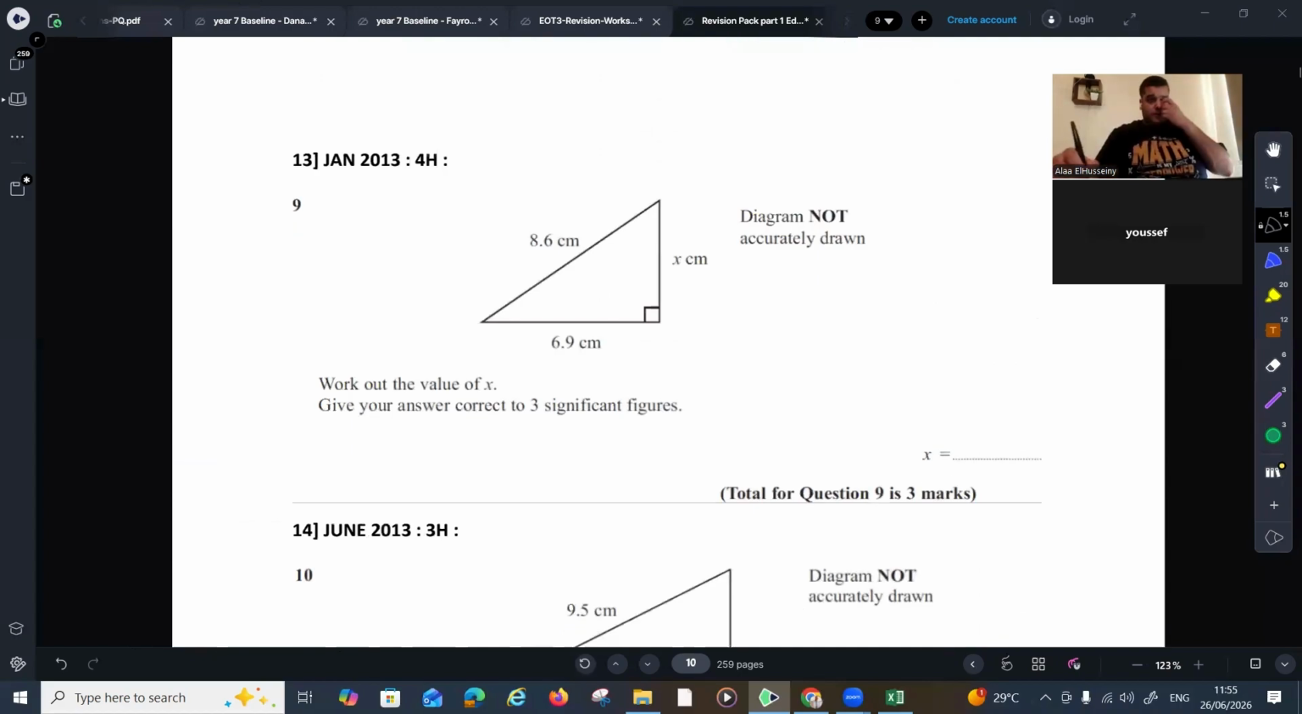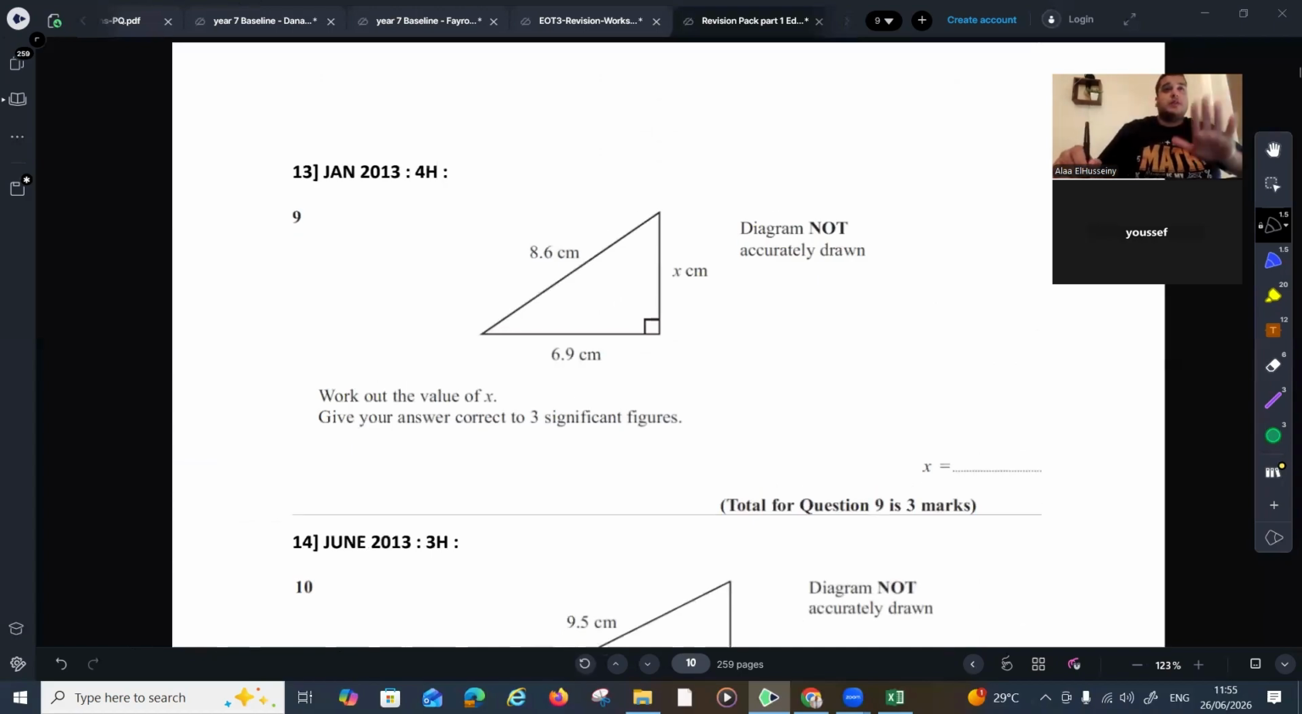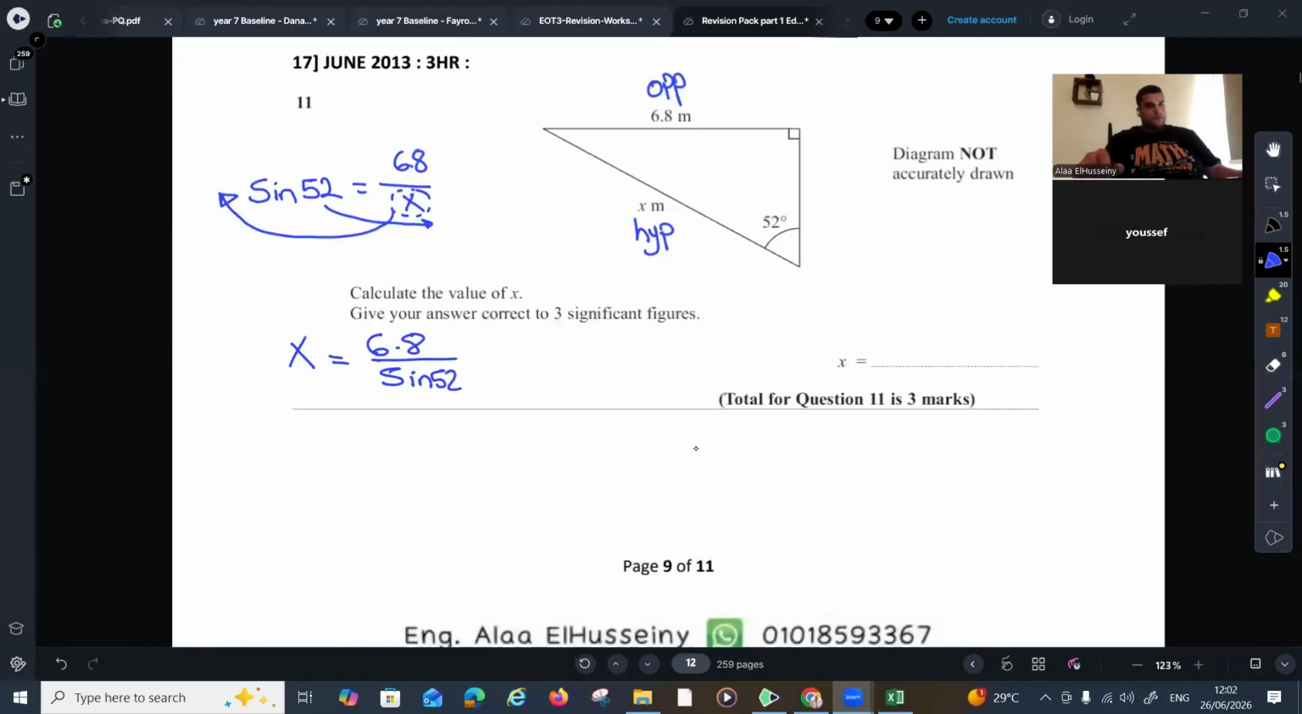Question 9. So in question 9, do we use the trigonometric ratios or the Pythagoras? You have two sides and you want the third one. Pythagoras. Okay, what are you going to do? One more time. You have the 6.8 as the opposite, and the x is the hypotenuse, as you said, right? So which rule are we going to use?